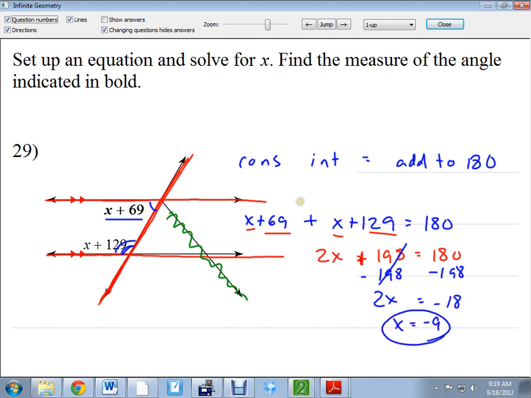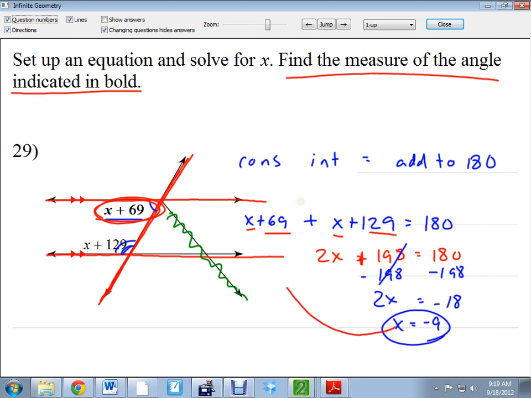Now a lot of people freak out when you get that x is a negative number, and x can be a negative number. That is perfectly fine. What we don't want to have is a negative angle measure. Now the directions say to find the measure of the angle indicated in bold, which is this angle right here. I know it can be kind of hard to tell.